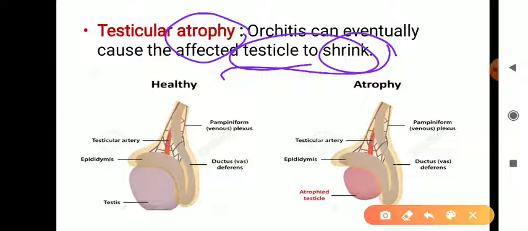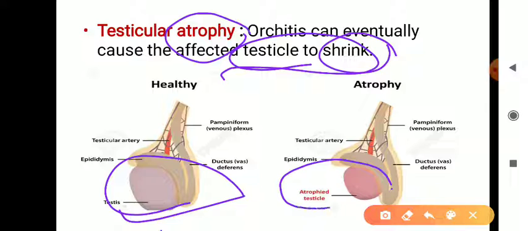As here in the picture we can see the healthy testicle, and this is the atrophy of the testicle we can see. Due to less blood supply, the testicle shrinks.